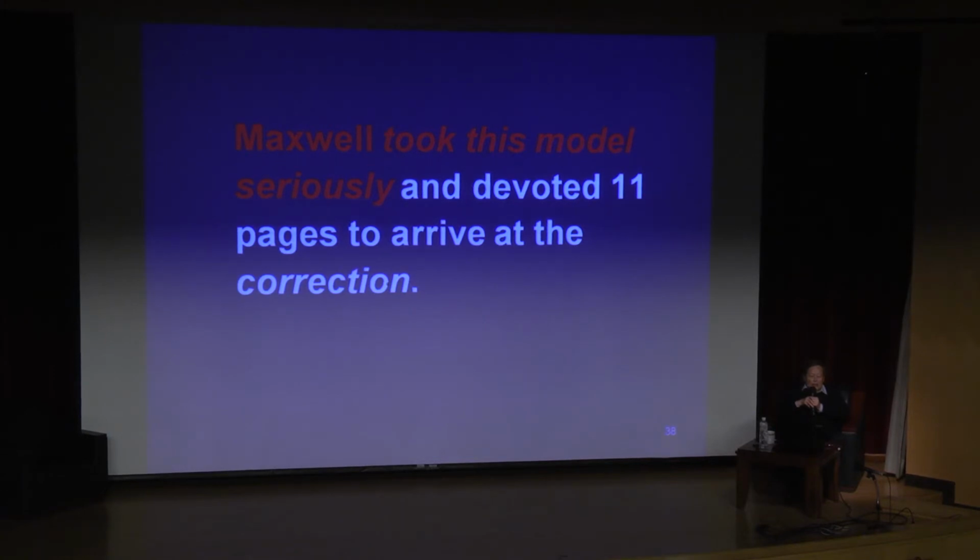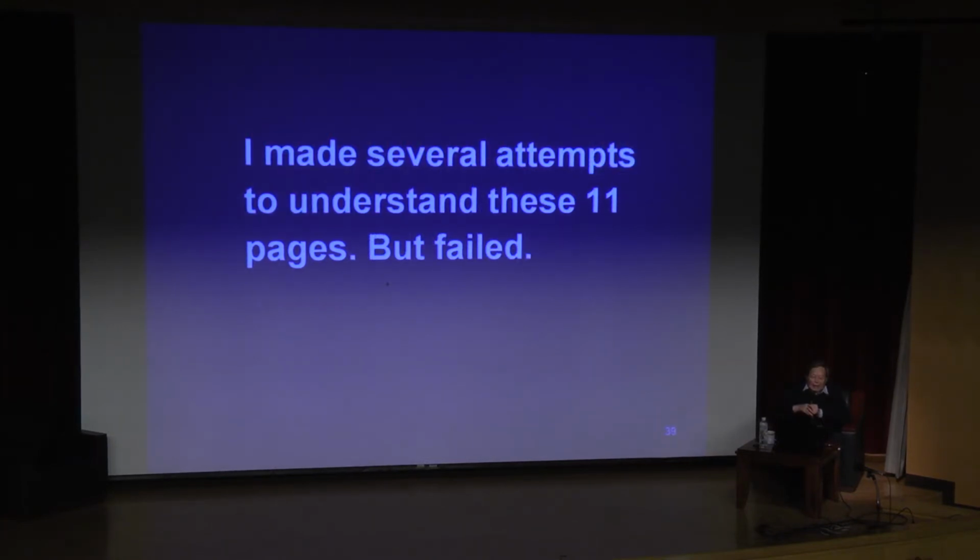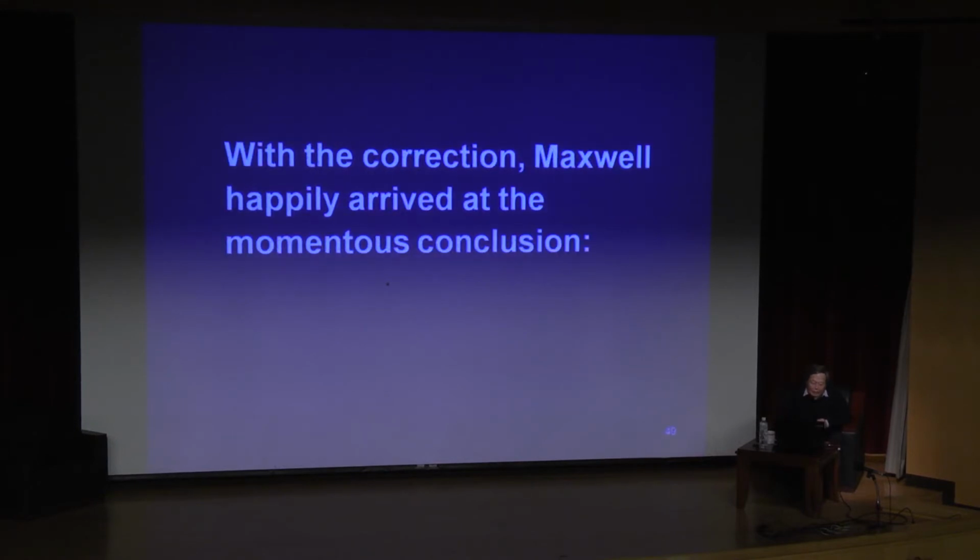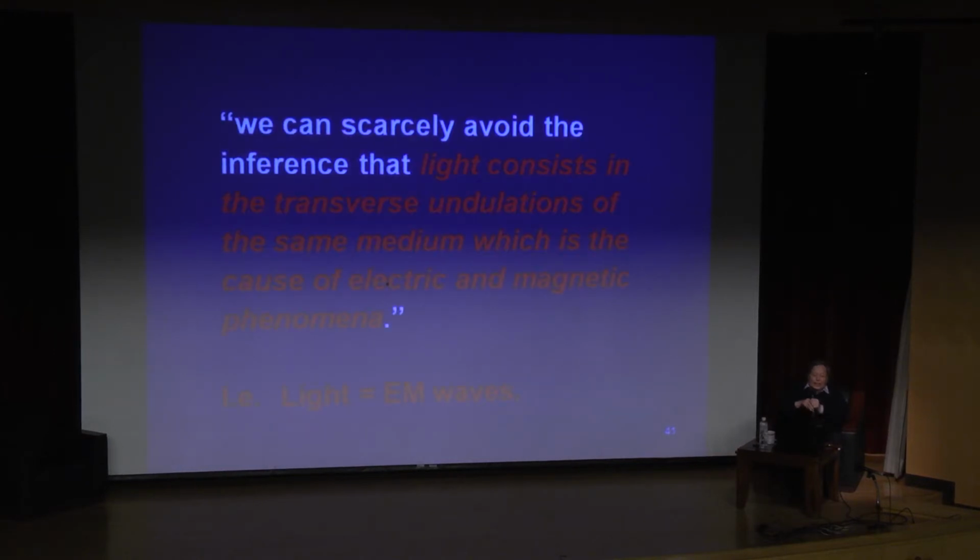Maxwell took this model seriously and devoted 11 pages to arrive at the correction. I made several attempts to understand these 11 pages, but failed. With the correction, Maxwell happily arrived at the momentous conclusion: "We can scarcely avoid the inference that light consists in the transverse undulations of the same medium which is the cause of electric and magnetic phenomena." That is to say, light is equal to electromagnetic waves. This is really a momentous discovery of great importance for mankind.